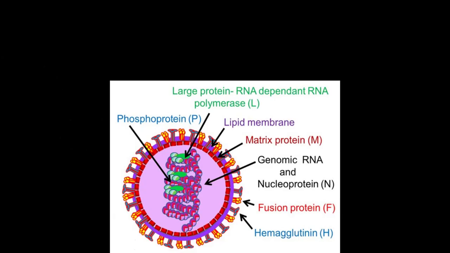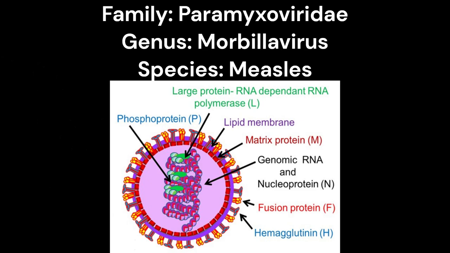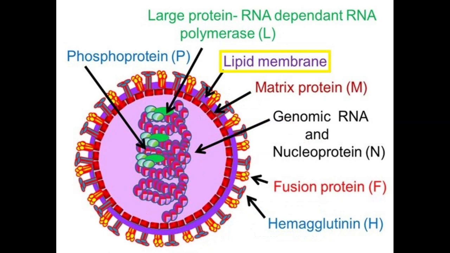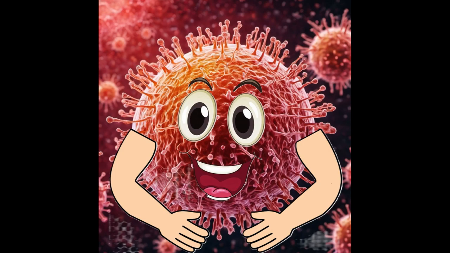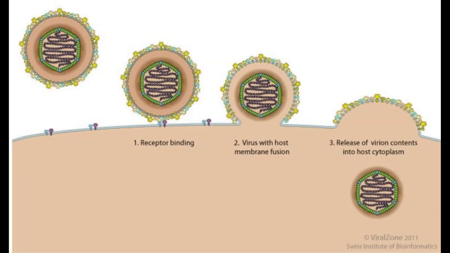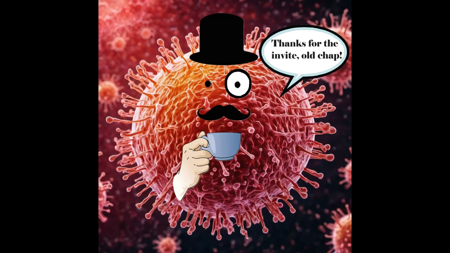Measles morbillivirus belongs to the paramyxoviridae family of viruses. It's an enveloped virus, which means it has an outer lipid membrane surrounding it. And on that membrane are those huggable little arms, which are actually two glycoproteins, hemagglutinin and a fusion protein. As it turns out, hemagglutinin is for hugging. It's what the virus uses to bind itself to the host cell. Then the fusion protein kicks in to help merge the virus's membrane with the host cell's membrane. This allows the virus to enter as if it were invited in for tea.